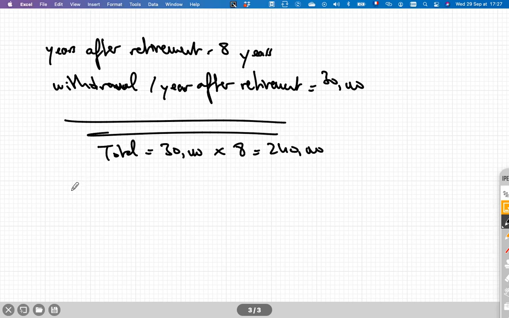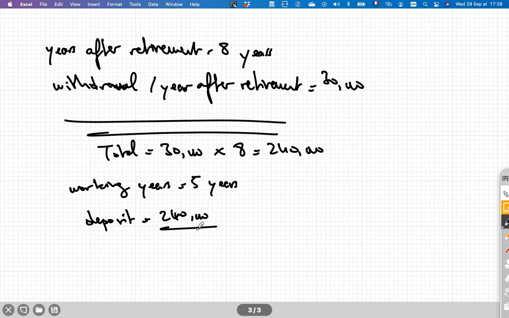And since the working years are 5 years, we'll simply think that he will need to deposit $240,000 divided by 5.